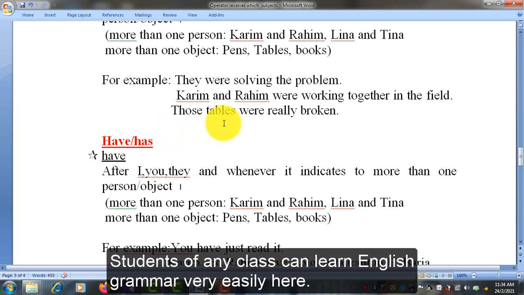Those tables were really broken. Look at the example. The operator where is used before the objects, tables. Okay.